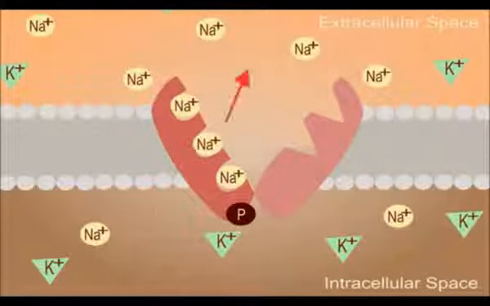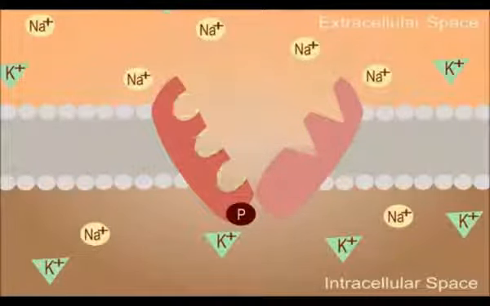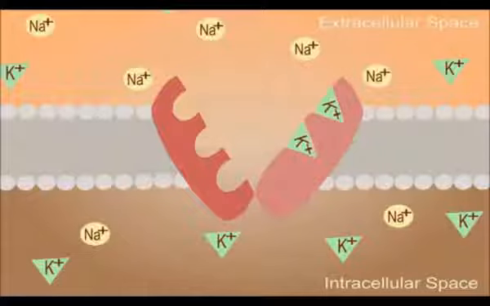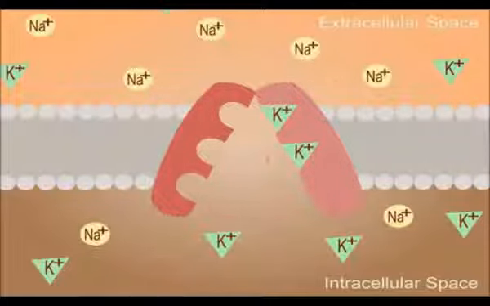The pump releases the sodium ions into the extracellular space. Now the shape of the pump allows potassium to bind, and 2 potassium ions will attach themselves to the pump. The attached phosphate will then let go of the pump, which will cause the pump to go back to the original shape it had before. And then the potassium ions are released into the intracellular space.